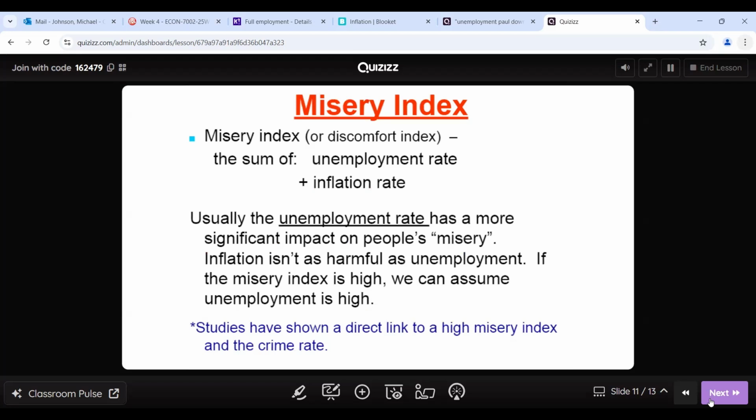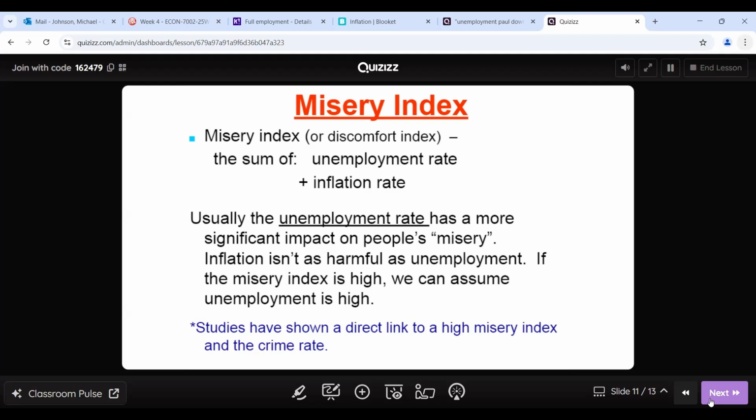So the misery index, or discomfort index, is the sum of the unemployment rate plus the inflation rate. Usually the unemployment rate has a more significant impact on people's misery. Inflation isn't as harmful as unemployment. If the misery index is high, we can assume unemployment is high. Studies have shown a direct link between a high misery index and the crime rate.